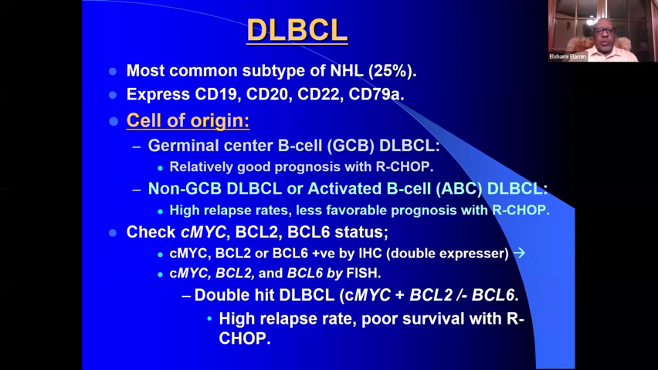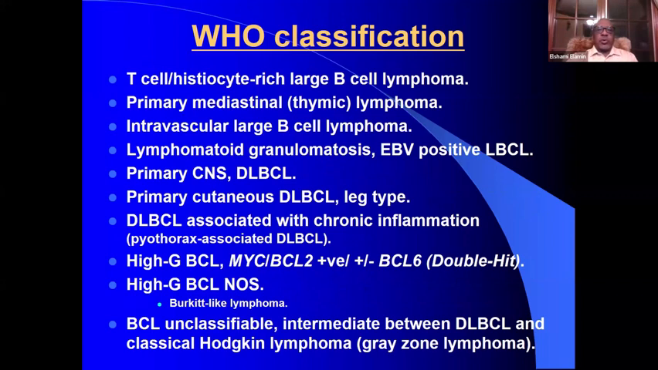Why do we need to know that? Because this subtype of the diffuse large B-cell lymphoma has a high relapse rate and poor survival rate with R-CHOP. So the treatment for this is different, because usually when we talk about lymphoma, the standard for many years is R-CHOP, but it is not for this subtype. So this is just the WHO classification. So let's just go to the treatment.